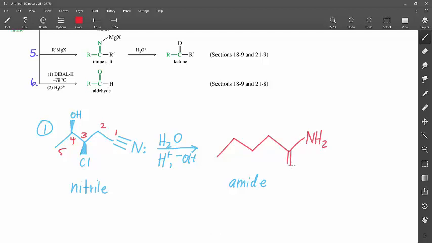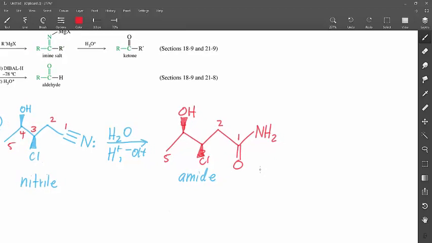Okay, carbon number 1 here changes into a double bond O. Okay, so we have an amide, and we're going to keep the same substituents, OH. Don't forget to put those down.